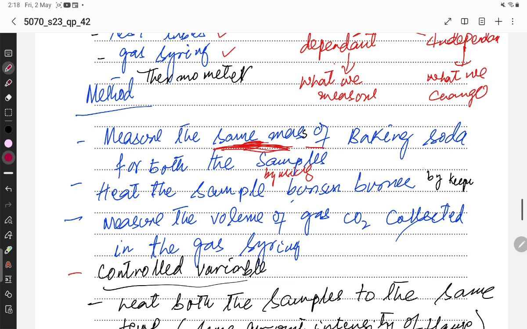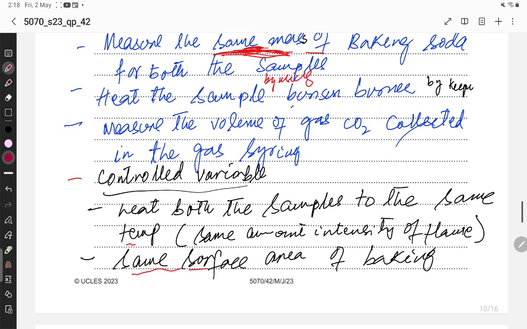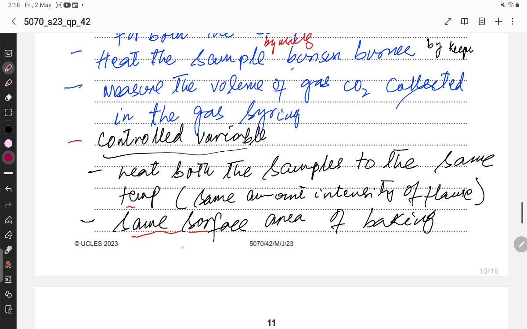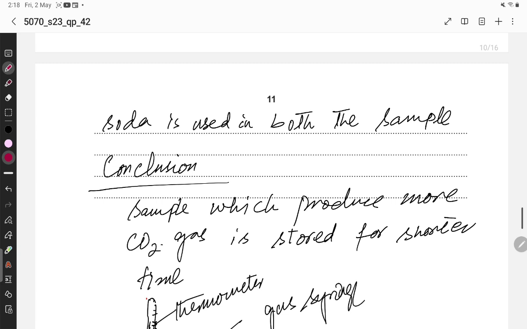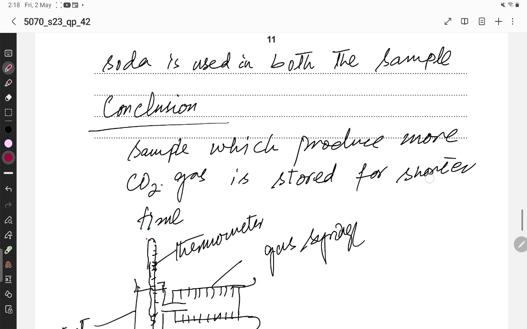Method: measure the same mass of baking soda for both samples. Heat the samples using a Bunsen burner. Measure the volume of carbon dioxide gas collected in the gas syringe. Control variables: heat both samples to the same temperature. Temperature should be the same, and sample mass should be the same. Same intensity of heating, and same surface area of baking soda is used in both samples. The conclusion will be that the sample which produces more carbon dioxide gas has been stored for a shorter time.